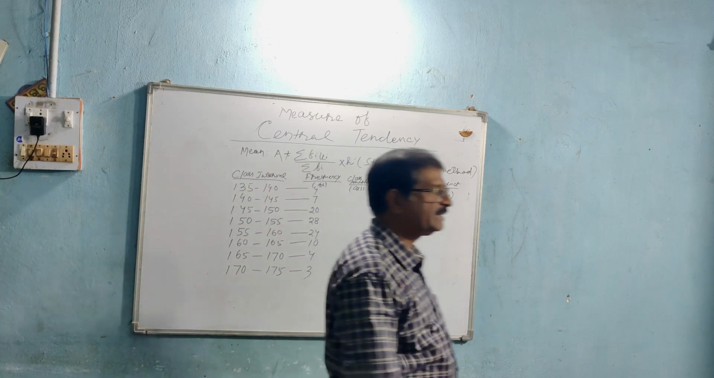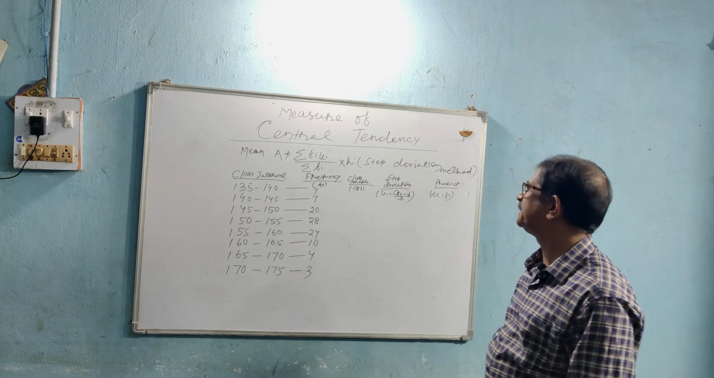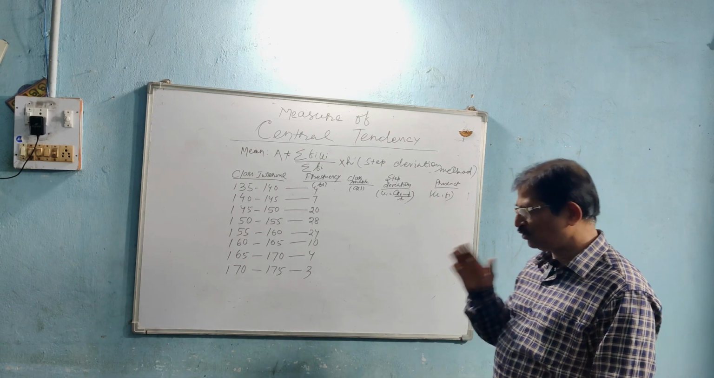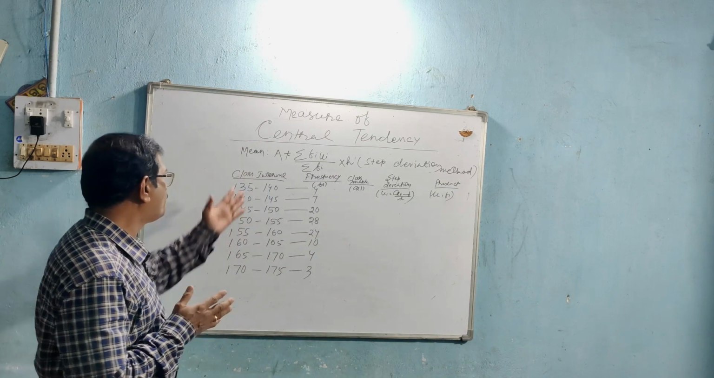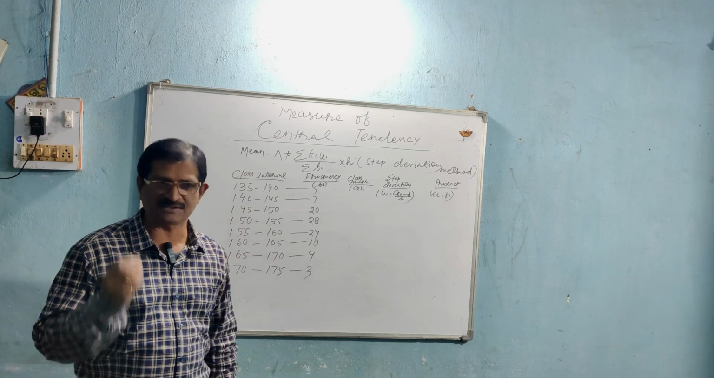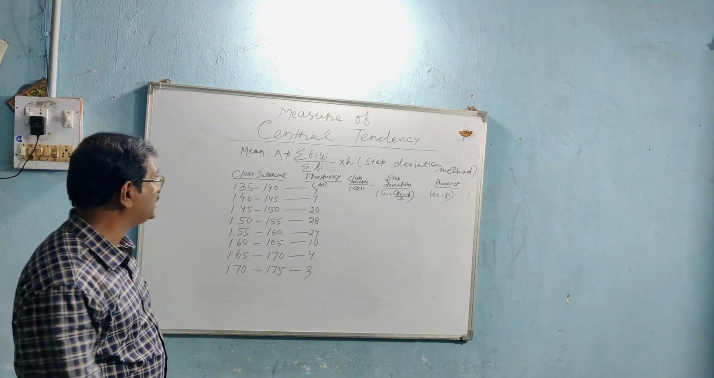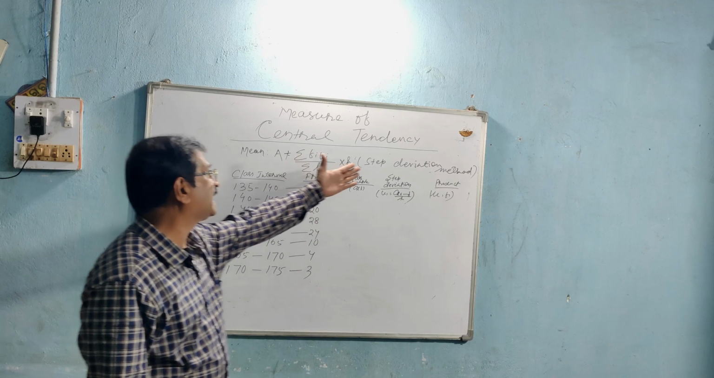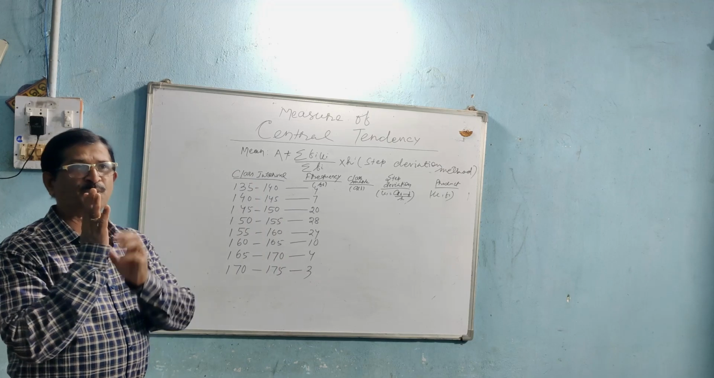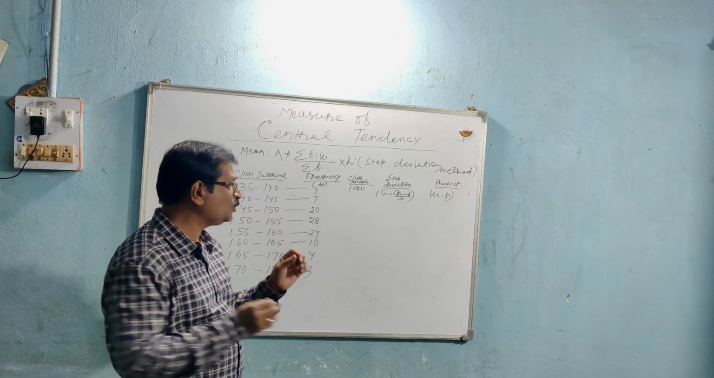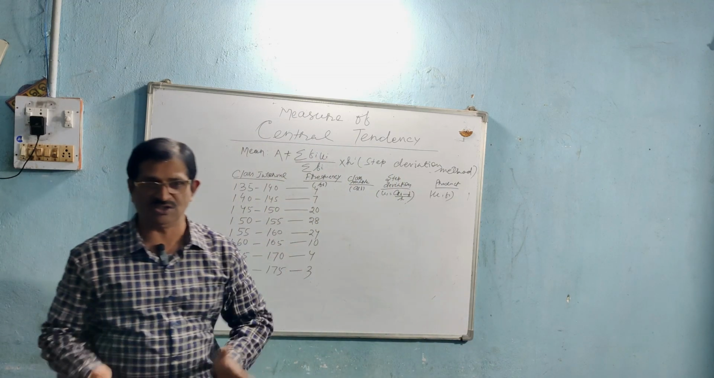Students, in my last video I had discussed two methods, that is your direct method and shortcut method, and those two methods are particularly applicable where the numbers which have been given are small. But whenever you are getting bigger numbers, as here in this problem, you have to go for another method, that is your step deviation method.